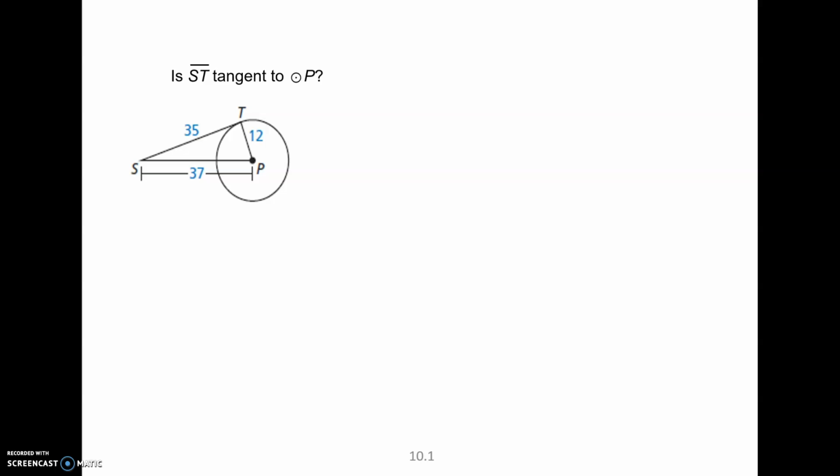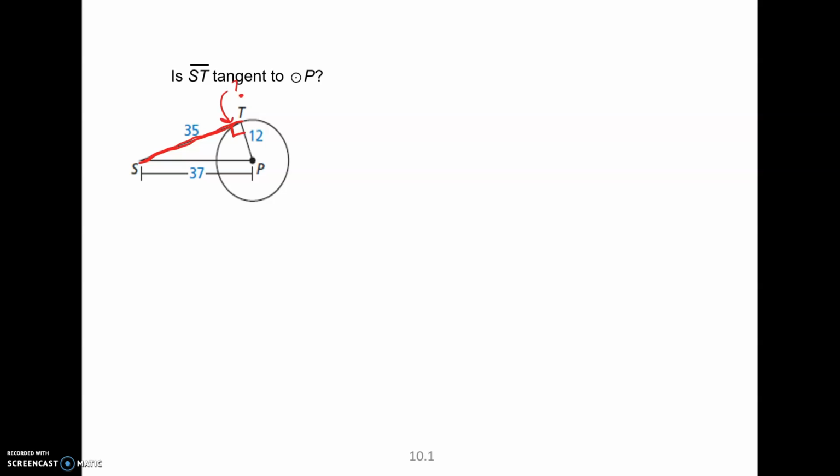All right, so first example here says, is ST tangent to circle P? So I want to know, is this a tangent line? The only way that we can do that, because the other one is not a tangent, it cuts through the middle of the circle, so this is not a tangent line, is to figure out whether we have a right angle right here.